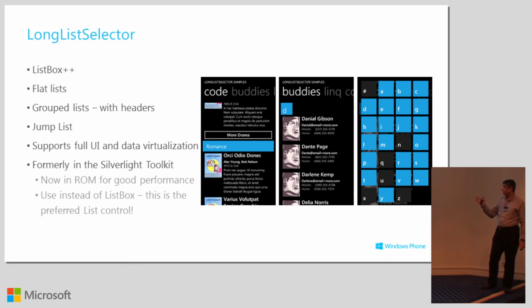So in this, you get the jump list, the group list with headers. You get the grouping of the list itself. And this was a control that was there in the Silverlight Toolkit previously. It's been moved to the ROM for performance reasons, right? So you don't have to install the control. It's there on the phone itself. It doesn't come shipped with your code.